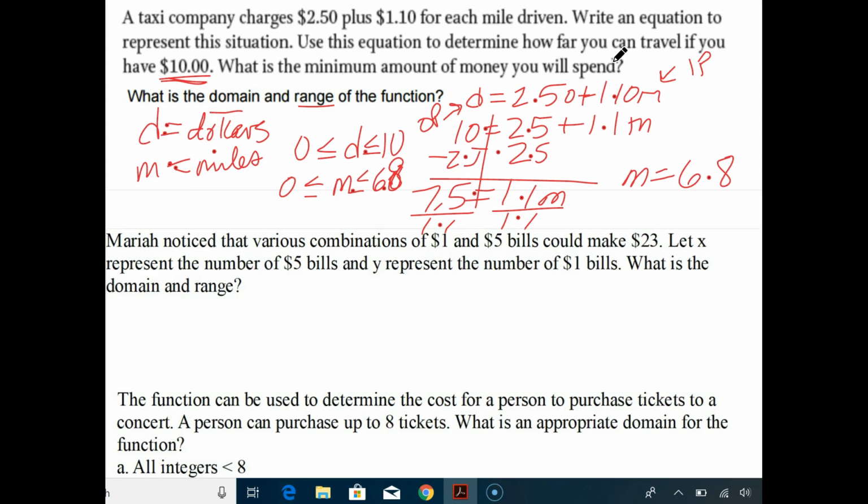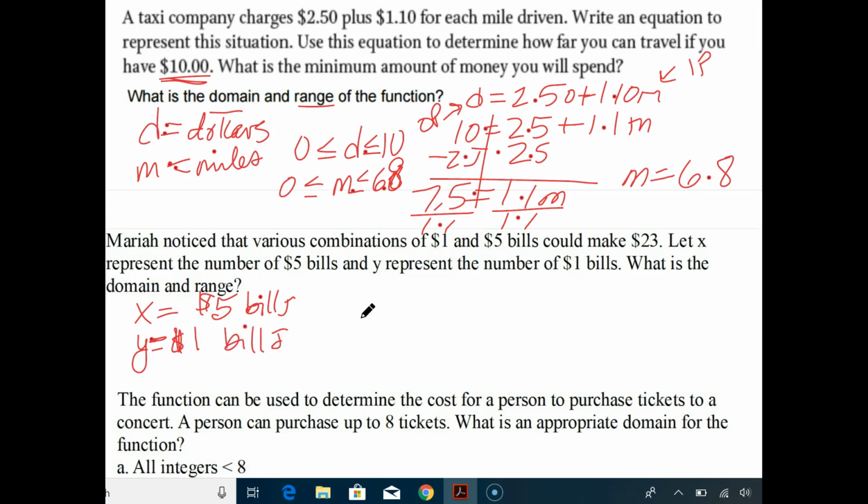All right, the video's getting long. This is the last problem, so you should be happy. Maria noticed that various combinations of $1 bills and $5 bills could make $23. Let X represent the number of $5 bills and Y represent the number of $1 bills. What is the domain and range? So we say X is our $5 bills, right? And then Y is our $1 bills.